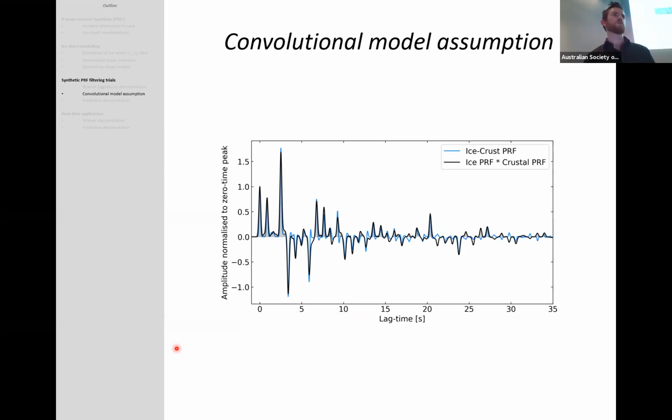Here is the synthetic ice crust PRF in blue, with the convolution of the separate receiver functions shown in black. As you can see, they're not equal. However, there is consistency within the results, especially with the main peaks. And this is why we are seeing some successful attenuation of the ice sheet in the modeling.